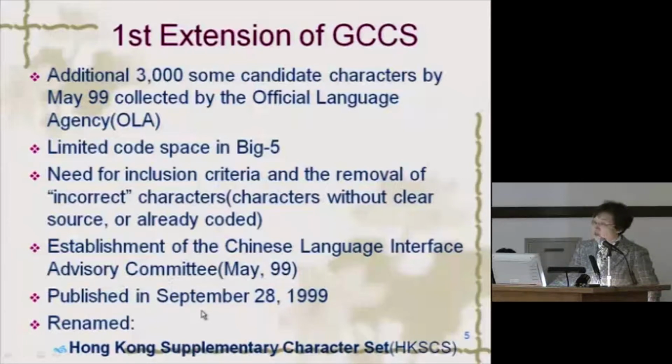And then the first Hong Kong, actually, in terms of IT, probably one of the first IT standards, was published in September 28. It's called the Hong Kong Supplementary Character Set. Supplement meaning that the characters included in Big Five would not be part of this set.